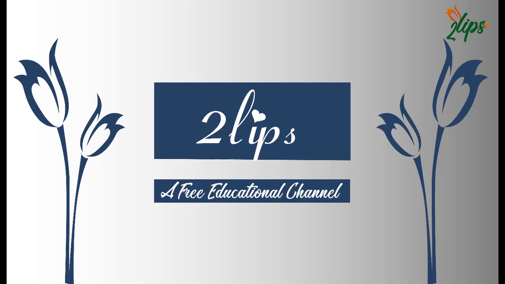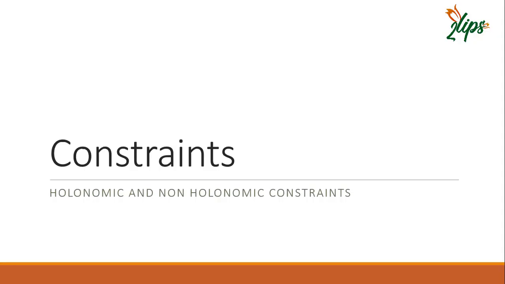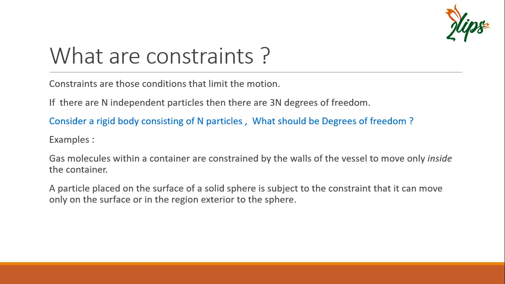In previous videos, I talked about the mechanics of a single particle as well as the mechanics of a system of particles. So our next topic is the constraints. In this video, I will discuss holonomic and non-holonomic constraints. This is going to be a very quick review, and I will explain it theoretically and with some examples. Okay, so the first question is, what are constraints?